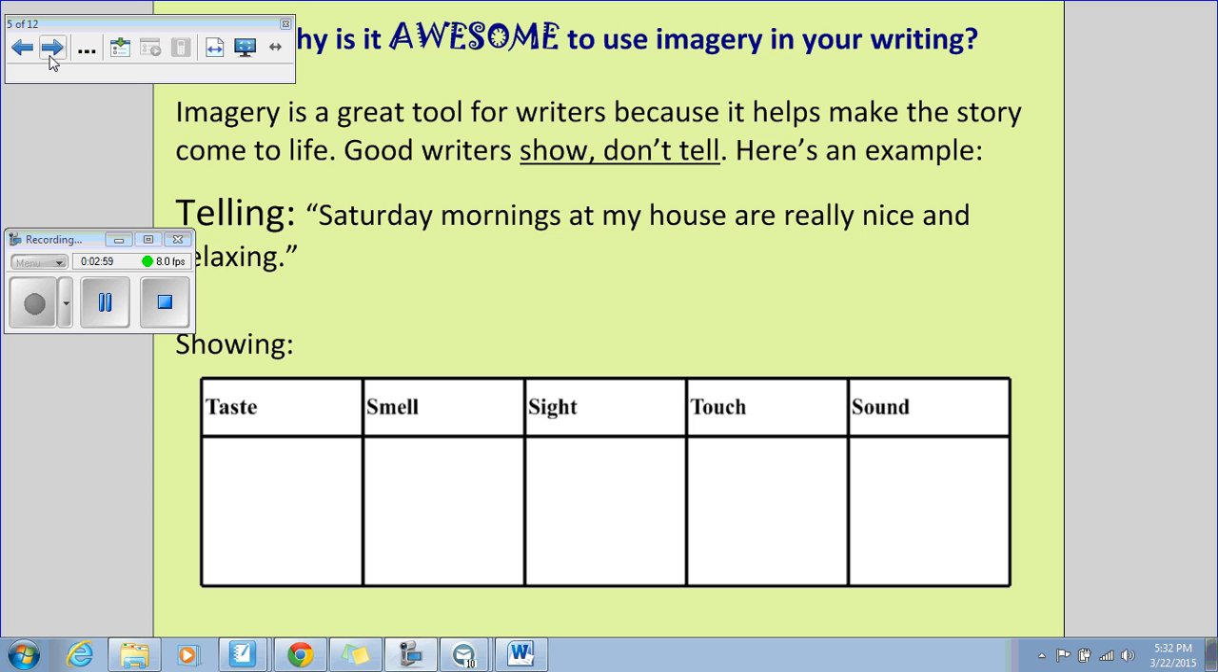All readers are writers, and all writers are readers. To get a better idea of figurative language, let's practice by writing. Imagery is a great tool for writers because it helps make the story come to life. Good writers show, they don't tell.